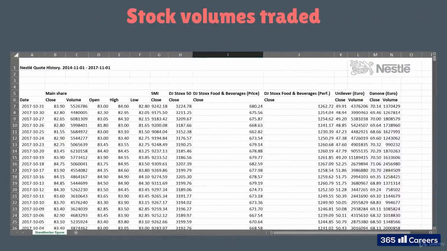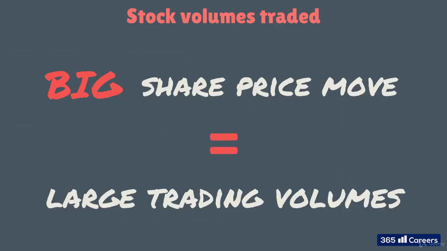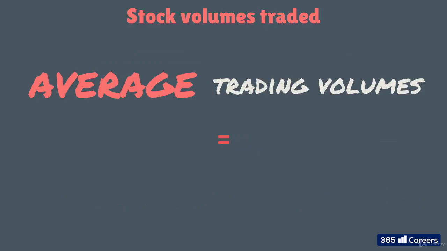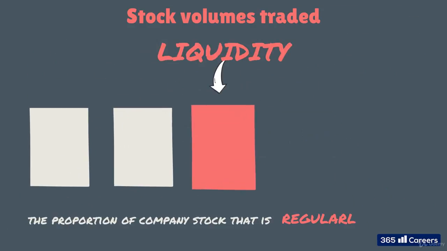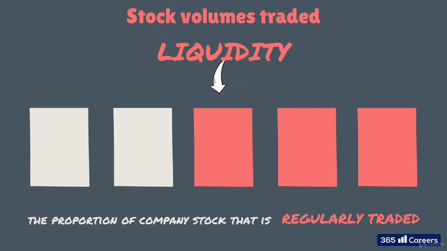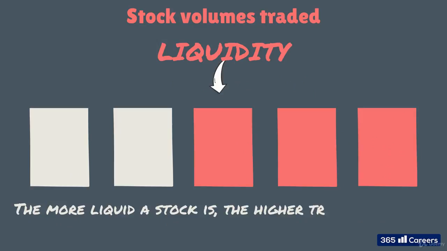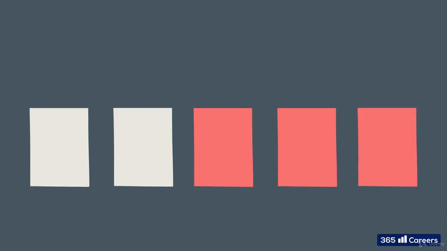Another useful piece of information that can be shown on a company's share price chart is volumes traded of the respective company's stock for the same period. We would expect to see spikes in trading volumes associated with big share price moves. Also, the average trading volumes show how liquid a company's stock is, or what proportion of the total company's stock is regularly traded and readily available to change hands on the market. The more liquid a stock is, the higher trading volumes it can sustain without big share price moves.